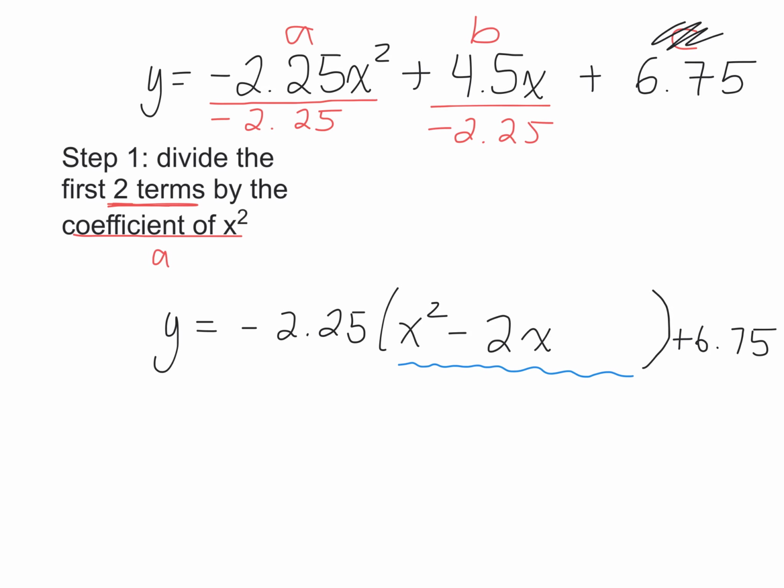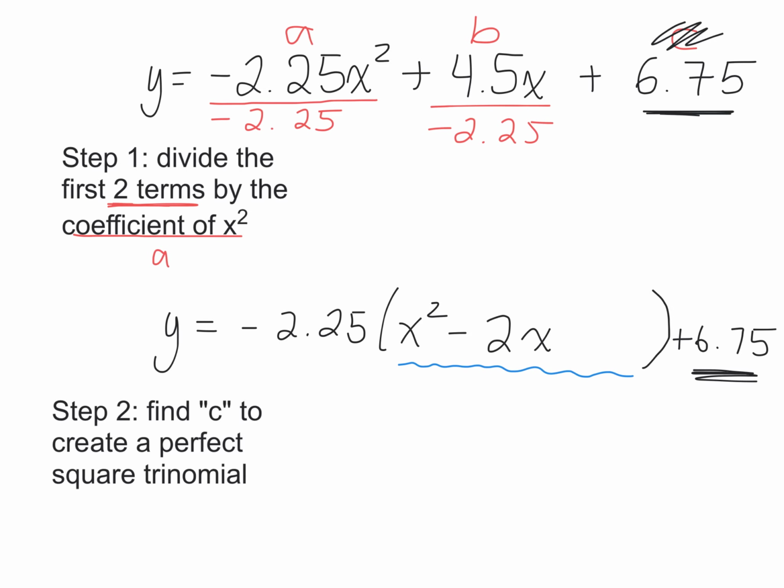We have to find the value of c that will create a perfect square trinomial, right? Okay, so does everyone see what I did there? I am dividing the first two terms by a, and I'm leaving my last term outside the bracket. Okay, we just leave this. Now we have to find what c would be in order to create a perfect square trinomial.